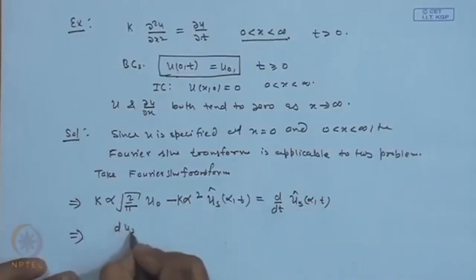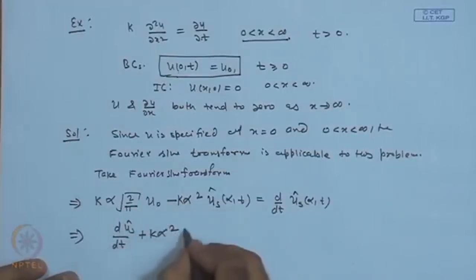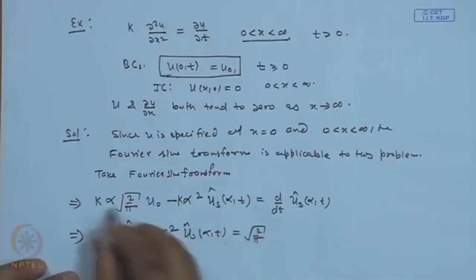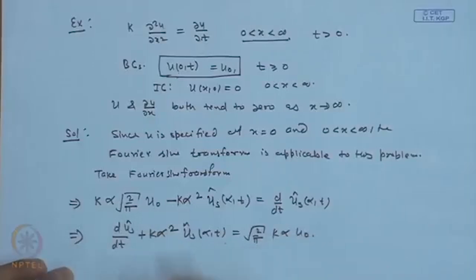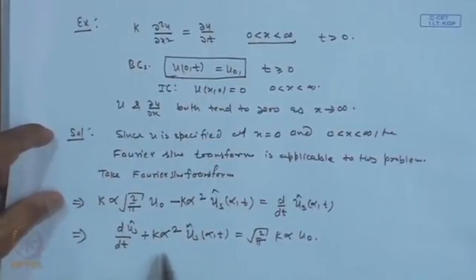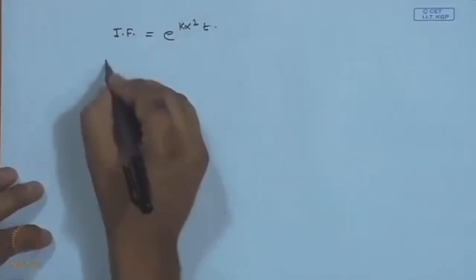So now what we have is d u_s hat over dt plus k alpha square u_s hat (alpha, t) equals square root 2 over pi k alpha u naught. Okay. Now we need to solve this equation. For that we get the integrating factor. This is a linear ordinary differential equation, so the integrating factor will be simply e to the k alpha square t, and then the solution we can get.